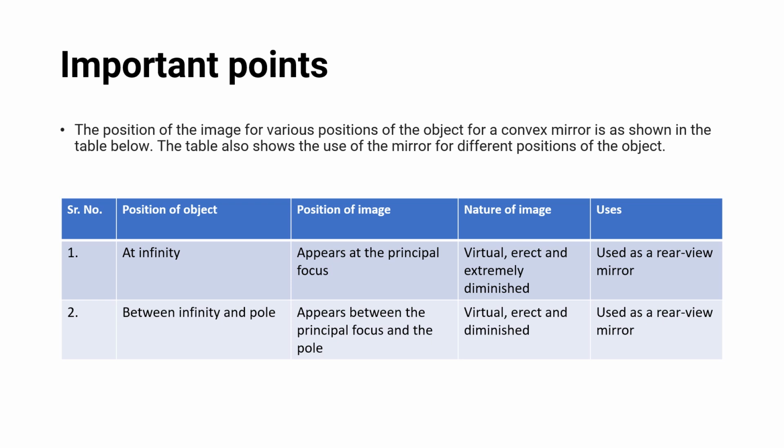If the position of the object is between infinity and the pole, the image will appear between the principal focus and the pole. The nature of the image will be virtual, erect and diminished. The uses are in rear view mirrors.